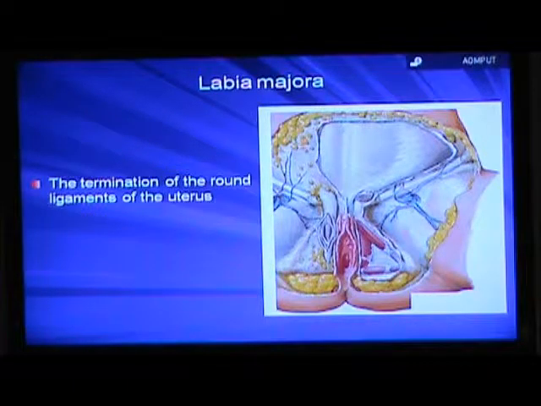So now you can see it, yes. The round ligament of the uterus is prepared here, and we can see that it ends in the labium majus.